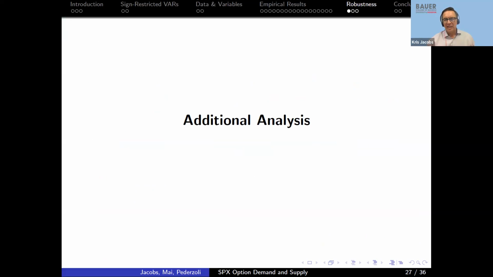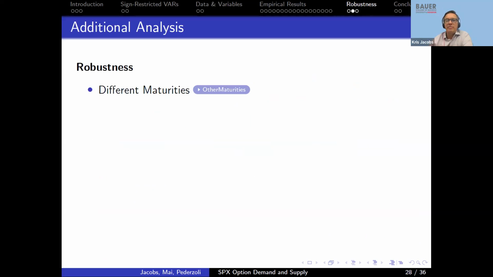I've got a couple of minutes left. I'm going to run through additional analysis, and then I'm going to talk a little bit about those frequently asked questions. So, additional analysis. Some of you probably have all kinds of questions about robustness analysis. The analysis that I showed you, I didn't mention it, is basically for the most liquid option, so it's 1 month maturity. We have results in the paper for different maturities, qualitatively similar.